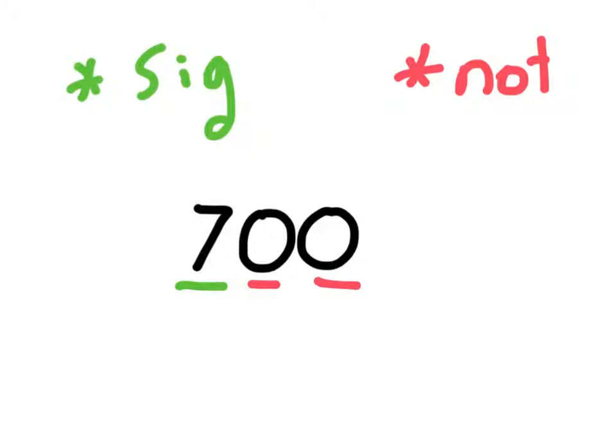Basically what we're saying is, I don't know if we measured those zeros. I can't just chop them off and call this number a 7. There's a big difference between the number 7 and the number 700. So I need those zeros to hold the place, but they don't mean anything. I don't know if I measured them or not. Okay, let's try another one.